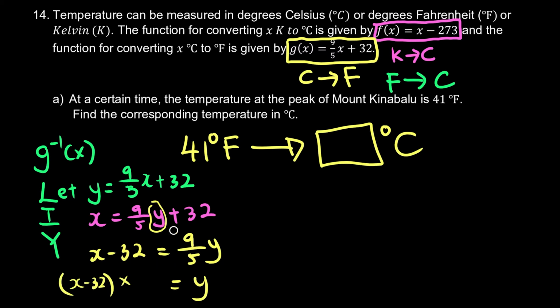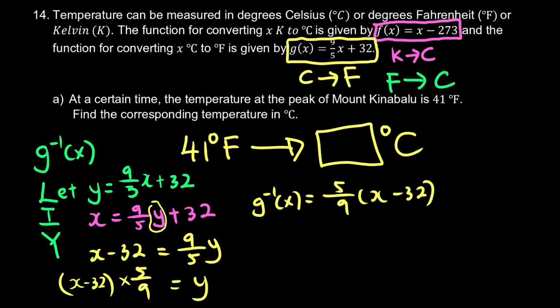So fractions have no divide. So what should we do? We just interchange the position of 5 and 9. And this is our inverse function. We're done. So our function will be 5 over 9 times (x minus 32).